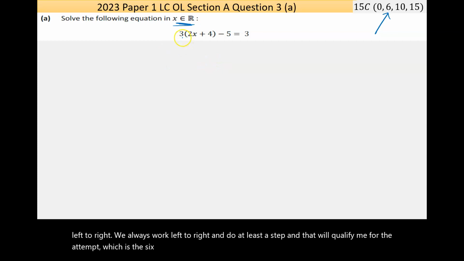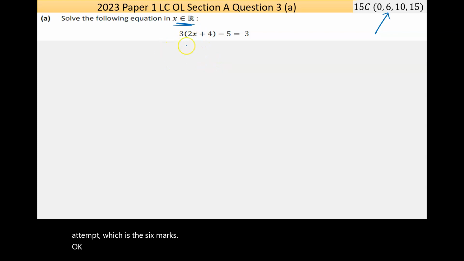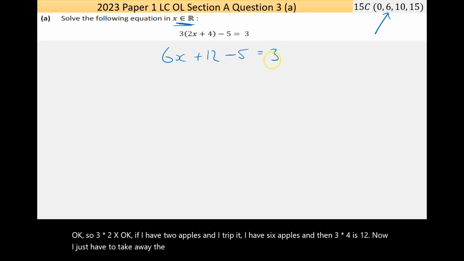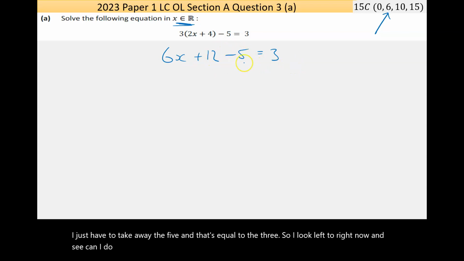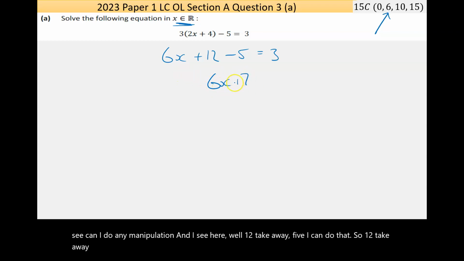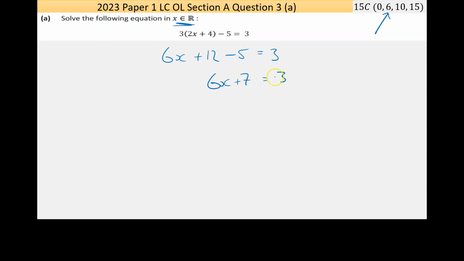So 3 times 2x. If I have 2 apples and I triple it, I have 6 apples. And then 3 times 4 is 12. Now I still have to take away the 5, and that's equal to the 3. So I look left to right now and see, can I do any manipulation? And I see here, well, 12 take away 5. I can do that. So 12 take away 5 is 7, equal to 3. So 6x plus 7 equals 3.